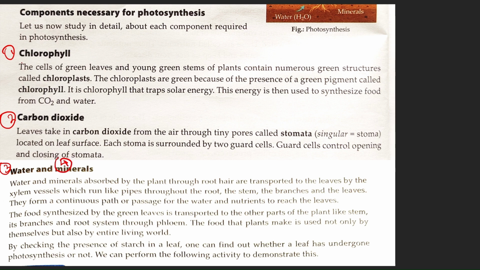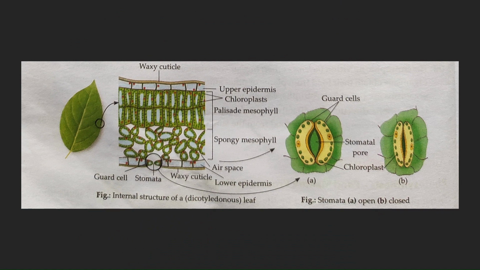First, chlorophyll. The cells of green leaves and young green stems of plants contain numerous green structures called chloroplasts. This is the picture. This is the page of the book, components of photosynthesis, and then they have given the picture of the leaves, explaining in detail. So let's see this. This is a leaf, and this is the internal structure of a leaf.